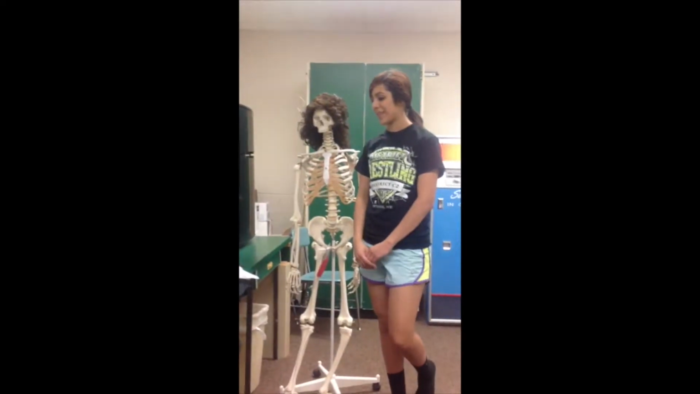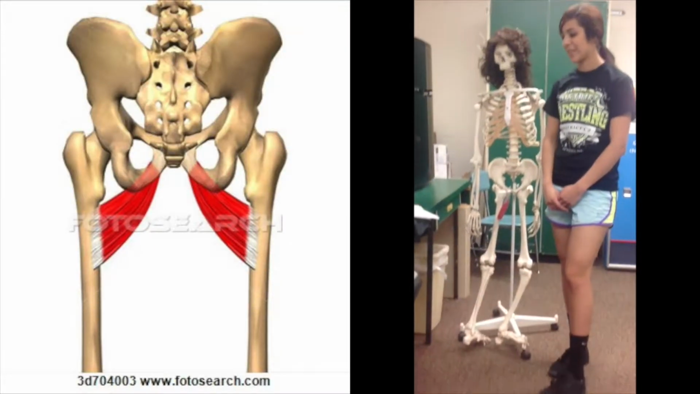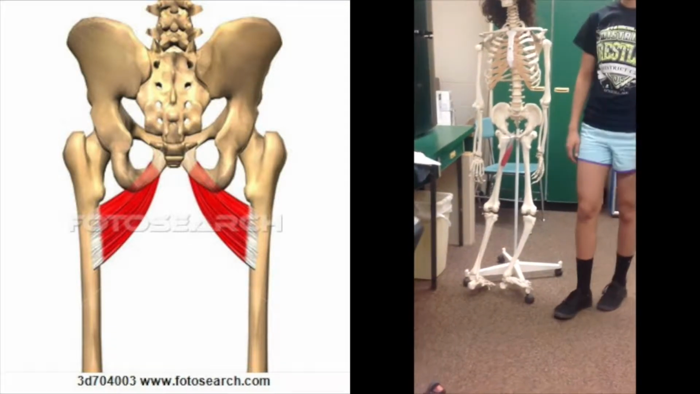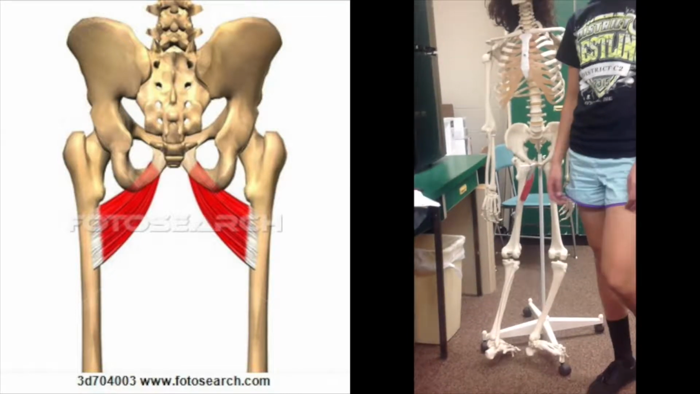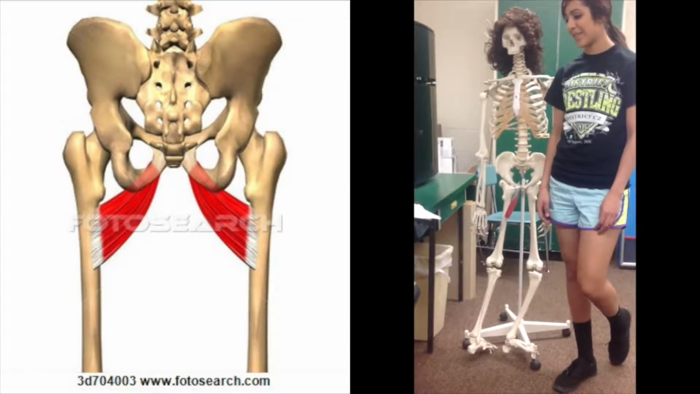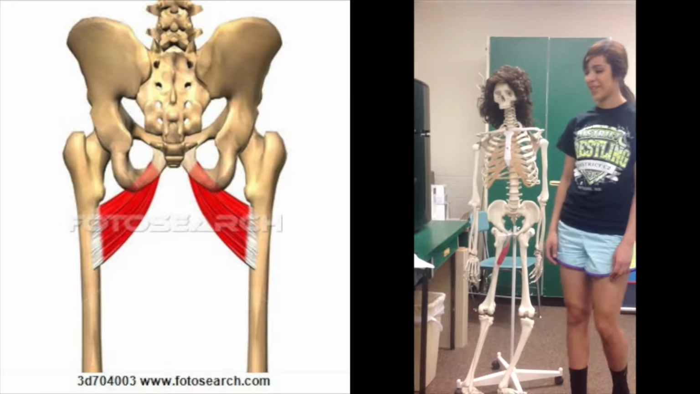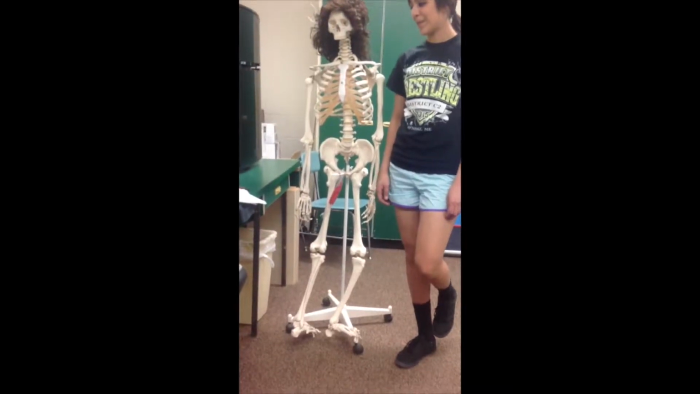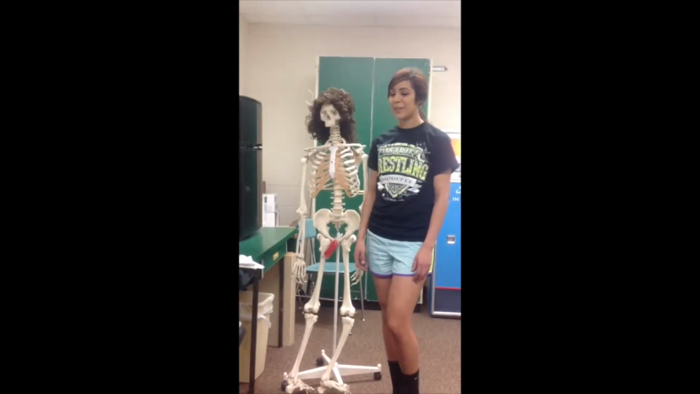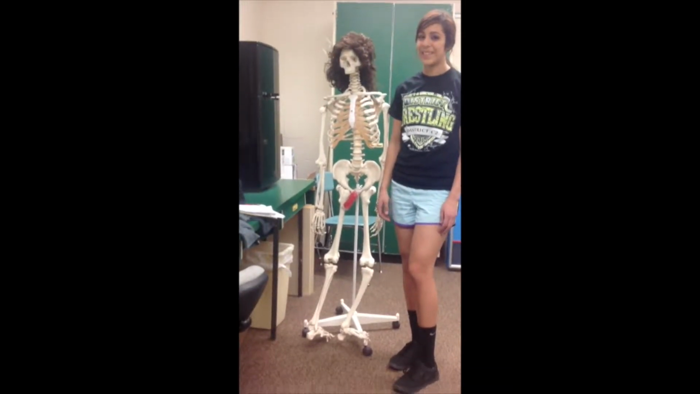What I'm going to talk about now is the adductor brevis. Its origin is at the pubic bone, and its insertion is the posterior surface of the femur, which is right here. And its action is to also adduct, flex, and rotate the thigh laterally, and its antagonist is the gluteus minimus and maximus. The next hip muscle that I'm going to talk about is called the pectineus.